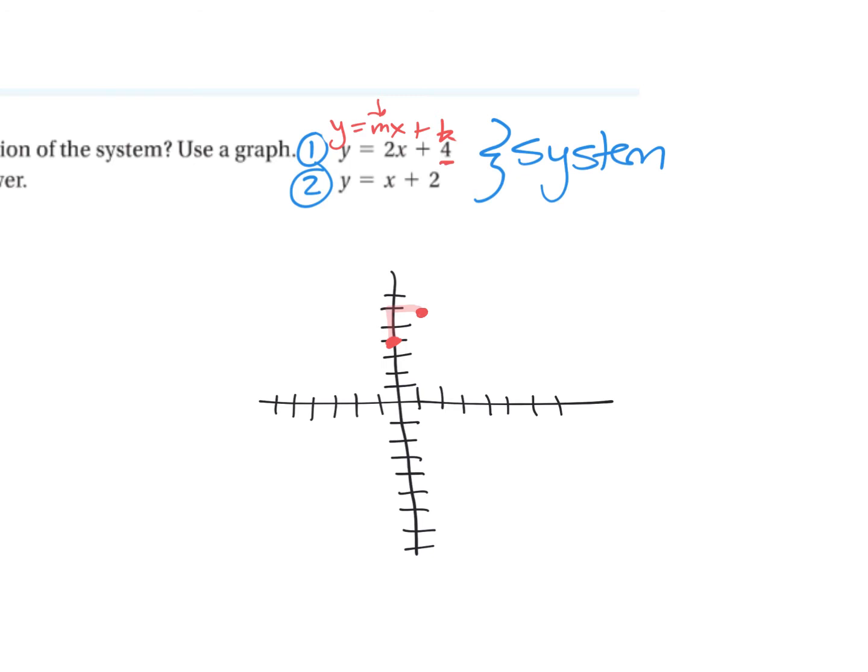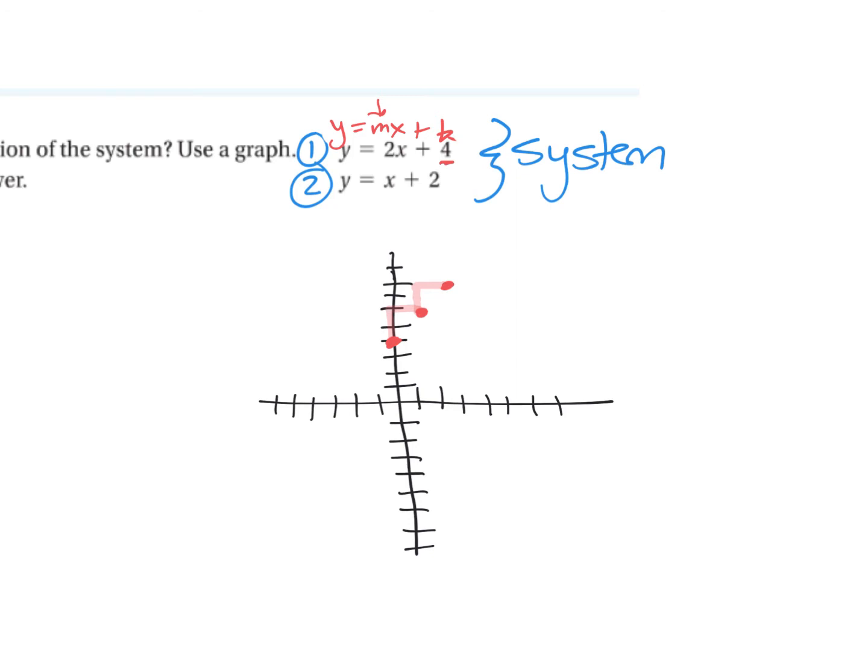And let me add in a tick mark here because we can go up a few more. Hold on, let me make this a little bit higher. There we go. So I'll do it again. I'm going to go up 2 and over 1. Oh, go to red.